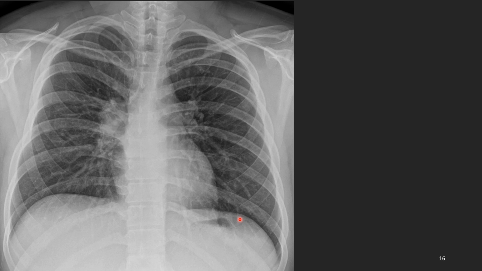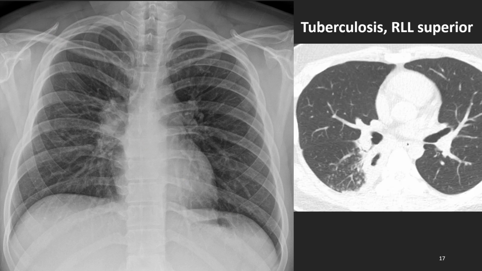Let's check the CT image. This young man's CT axial image shows cavitary tuberculosis and tree-in-bud patterns in the right lower lobe superior segment, attached to the hilar structure, the descending pulmonary artery. That's why we see this increased hilar density and unclear margin of the descending pulmonary artery.